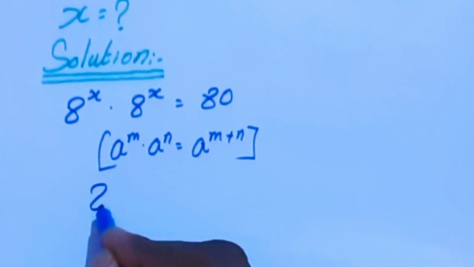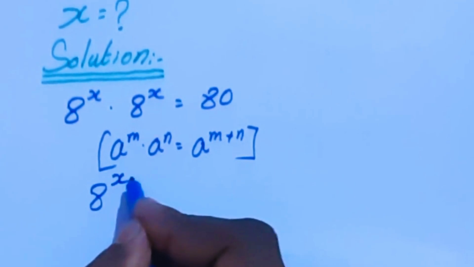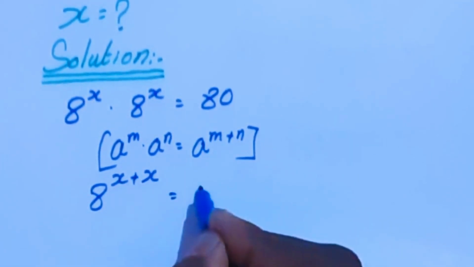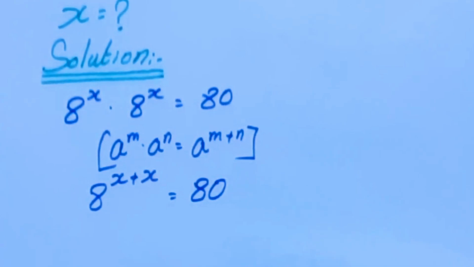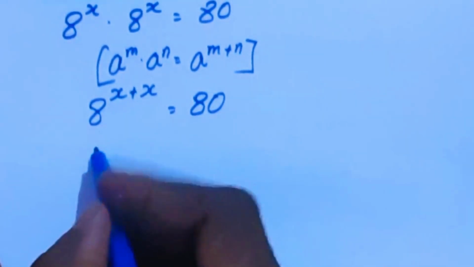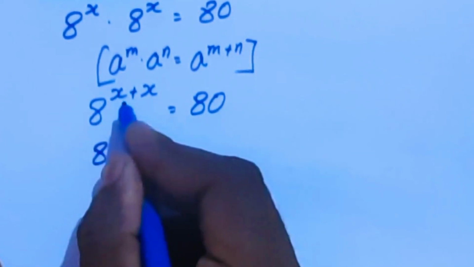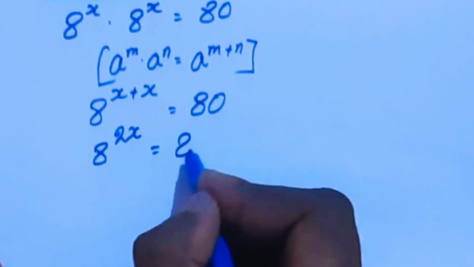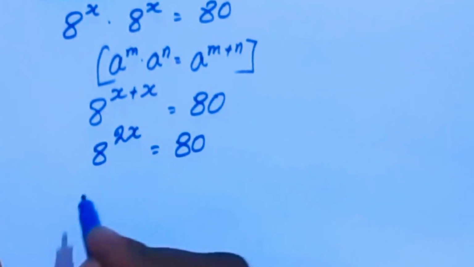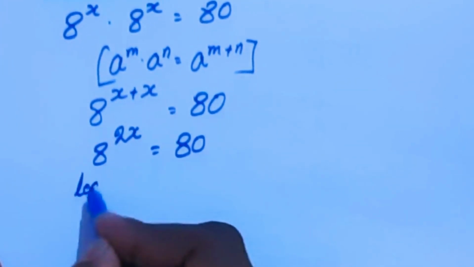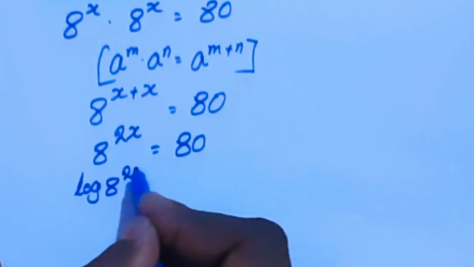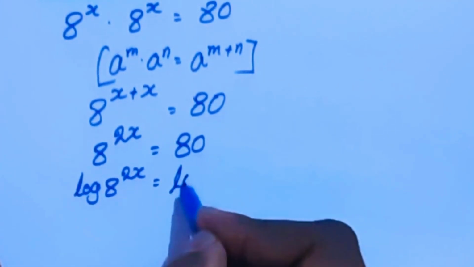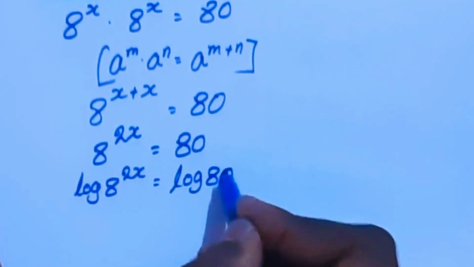So we'll get 8^(x+x) equals 80. Now this x plus x is 2x, so 8^(2x) equals 80. Now we are going to take a log on both sides. Log 8^(2x) equals log 80.